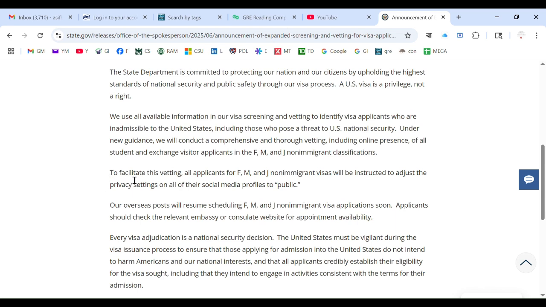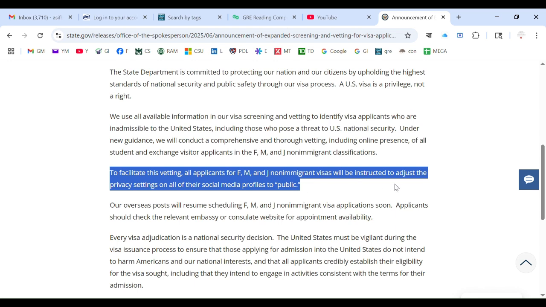So how is that? To facilitate this vetting, all applicants for F, M and J non-immigrant visas will be instructed to adjust the privacy settings on all of their social media profiles to public. Okay, so this is the most important thing you have to understand.